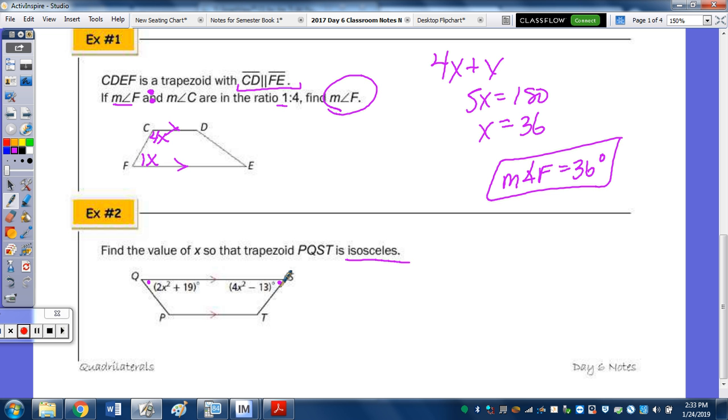So 2x squared, so we're going to solve a quadratic, plus 19 equals 4x squared minus 13. So I'm going to get it set equal to 0. It's a degree 2, so I'm going to put the 0 on this side and subtract 2x squared from 4x squared. So we get 2x squared, and then negative 13 minus 19. So to subtract the 19, we get negative 32.